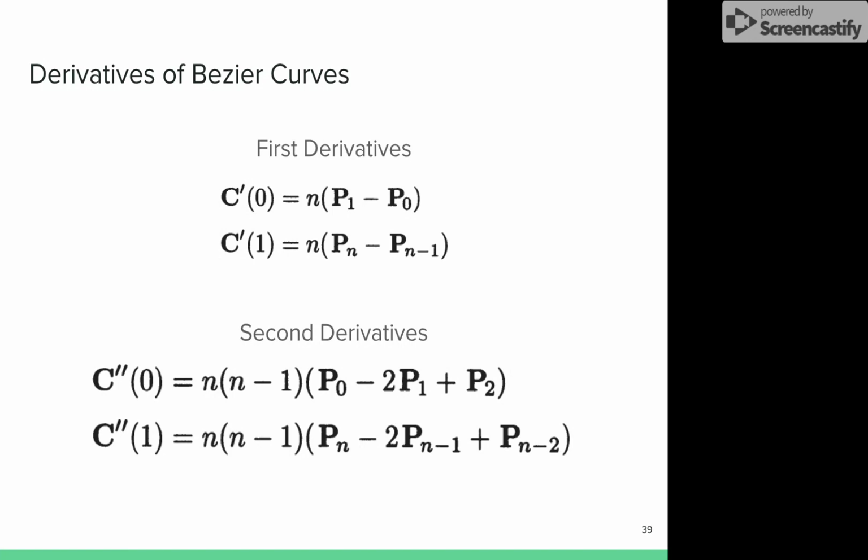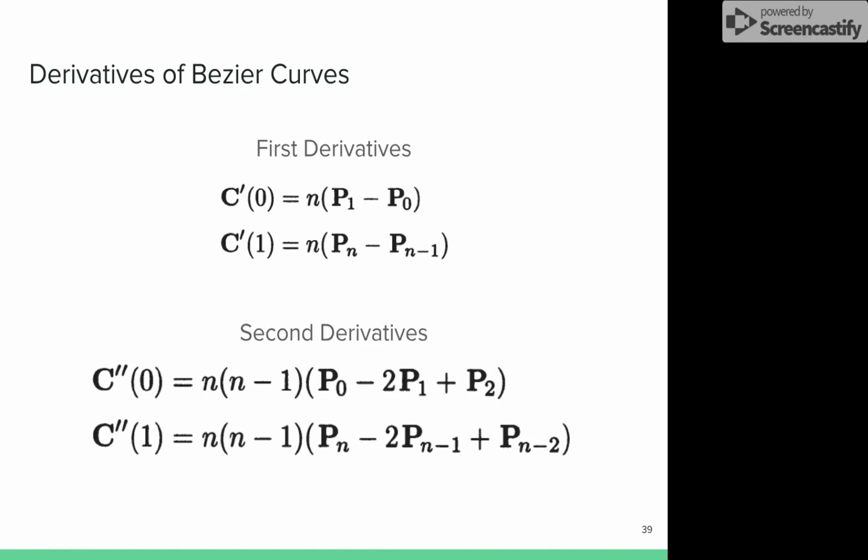Here are two different examples of first derivative and second derivative for derivative of Bezier curve. The top is two examples of first derivative. They're pretty linear, straightforward, not too complicated. The bottom are two examples of second derivative, which are also pretty linear and straightforward.